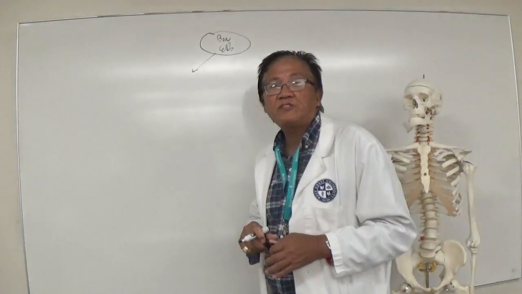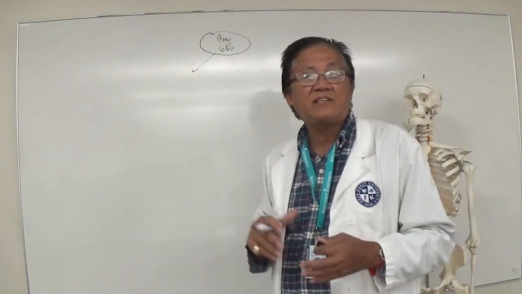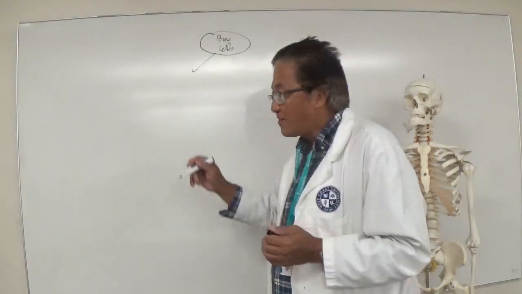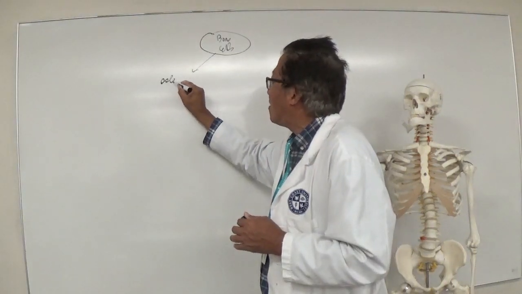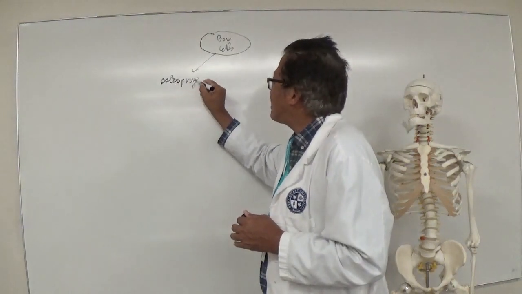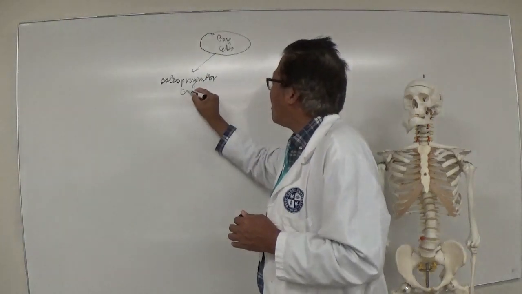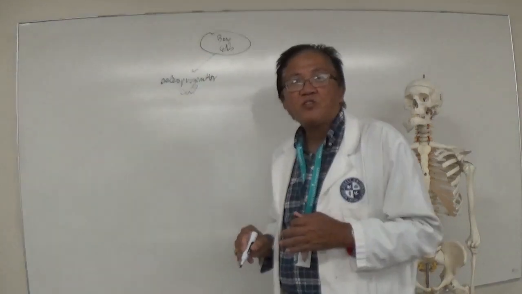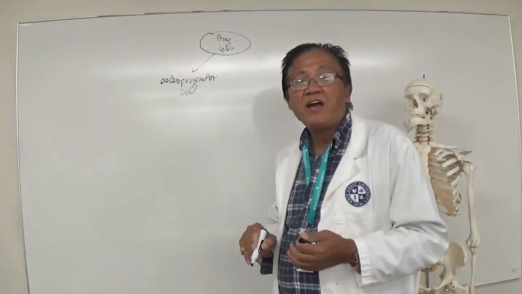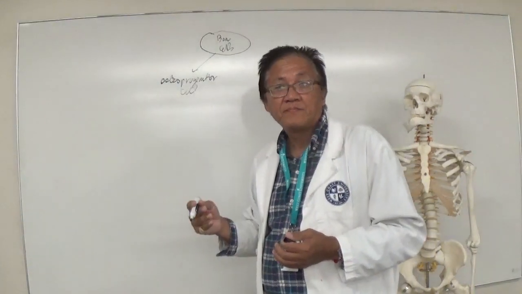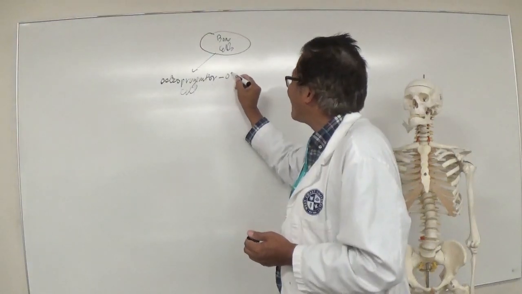So, what do you call the bone cell that is technically a stem cell? Osteogenic, osteoprogenitor cell. Now, these osteoprogenitor cells, which are basically the stem cells, will give rise to what? What will it become? Osteoblast.